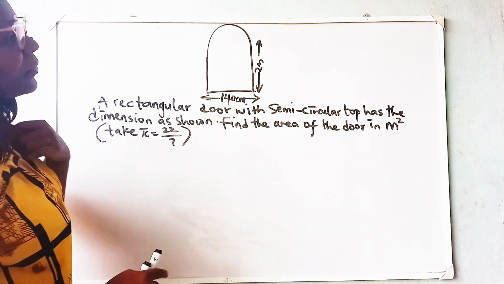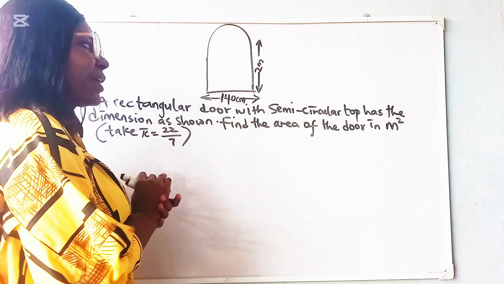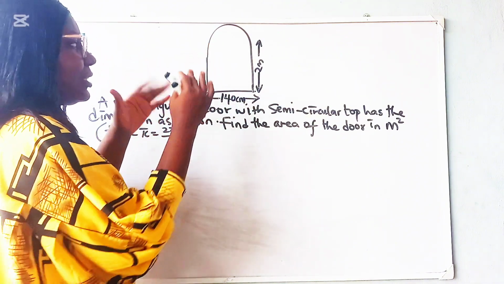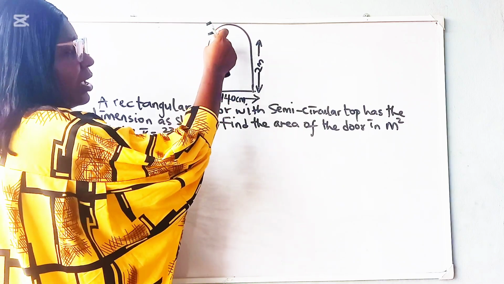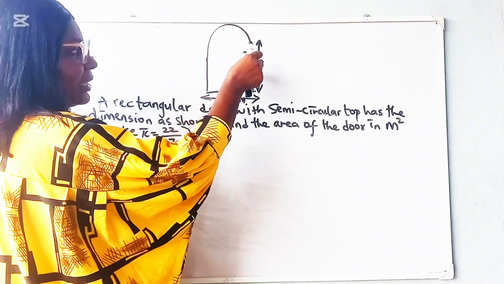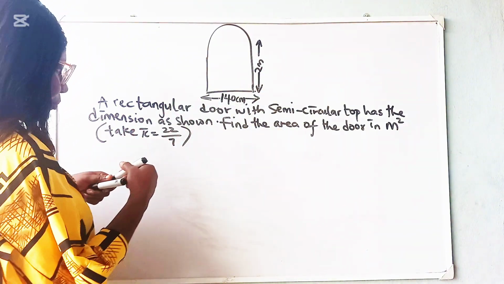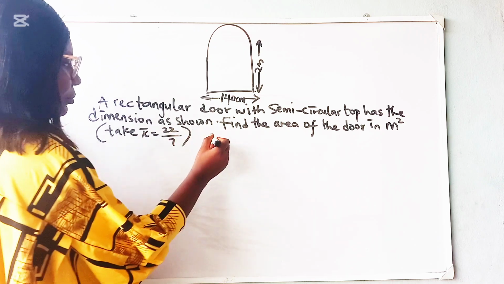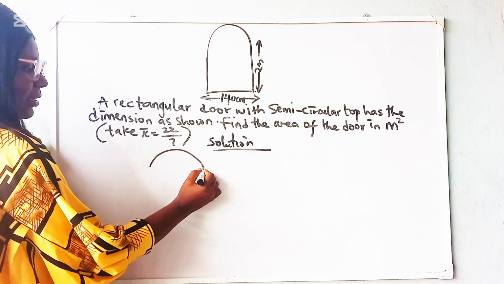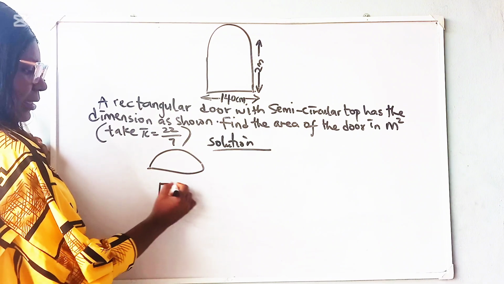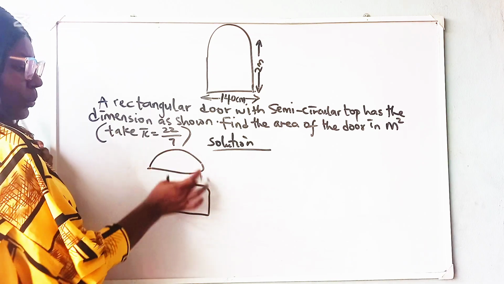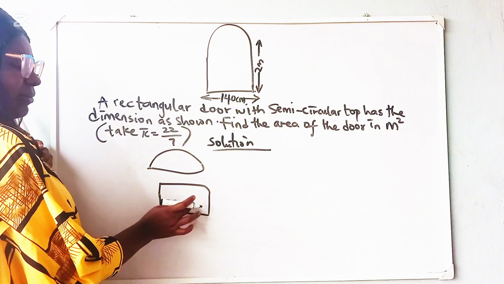Now, first of all, for us to be able to solve this question effectively and correctly, we are going to detach the two diagrams, because looking here, we have a semicircular top and a rectangle. So let's go. Our solution. Now we have something like this here, and something like this here. This is the semicircular top, and this is the rectangle.